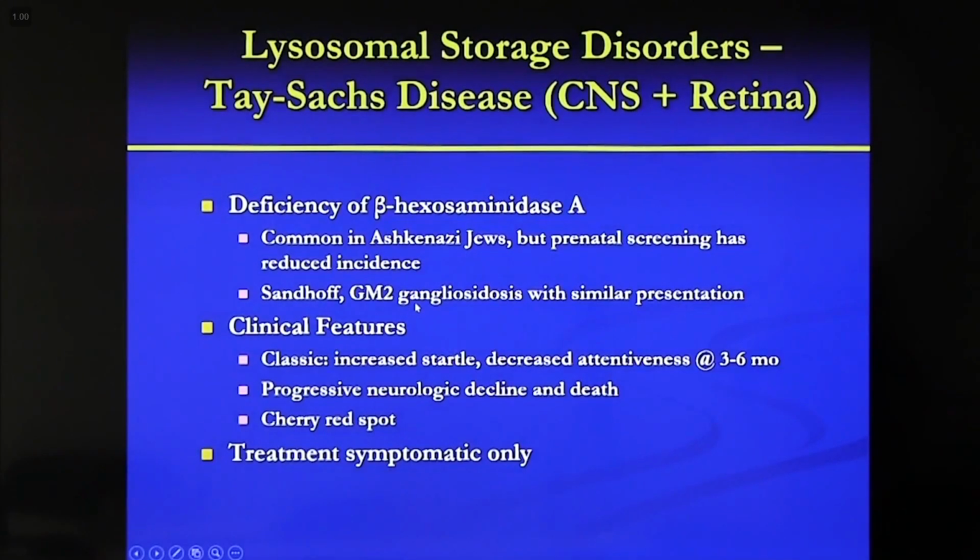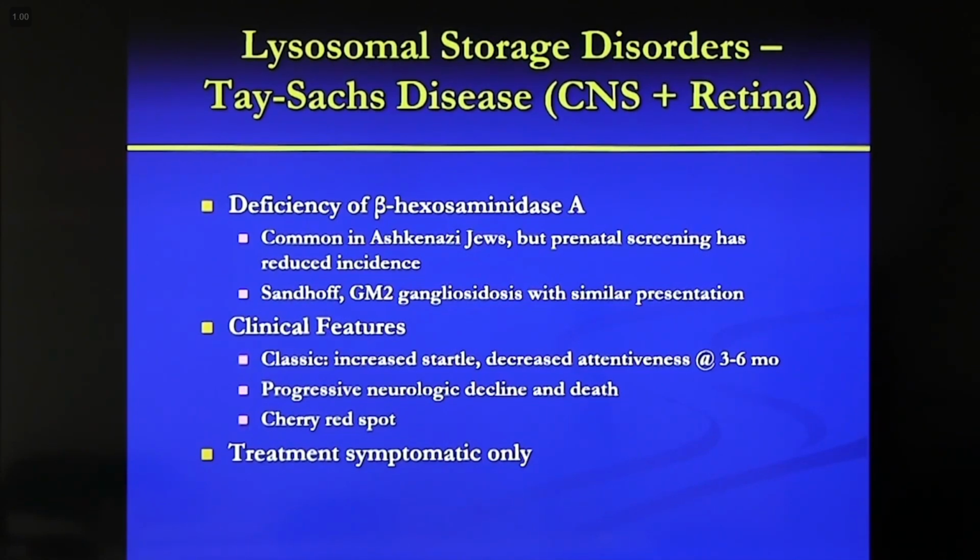Tay-Sachs disease is a deficiency of beta-hexosaminidase A. And of course, it's common in Ashkenazi Jews because of the extensive screening programs. The incidence of Tay-Sachs is actually more in non-Jews than in Jews. It's because programs have been so good. And sometimes people say, oh, you can't have Tay-Sachs because this patient's not Jewish. That's a bunch of nonsense.